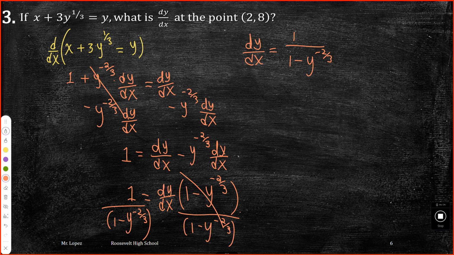What is it asking us to do now that we got the dy/dx by itself? Evaluate it at the point (2, 8). X is 2, y is 8, no? The way they do that is they draw a line and put the 2, 8 here. Meaning we're going to plug it in, but there's no x, so we don't care about the x. We're only going to plug it in for y. So it's going to be 1 over 1 minus 8 to the negative 2/3 power.